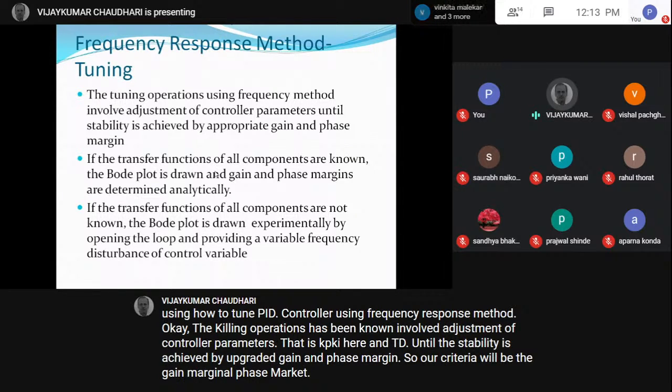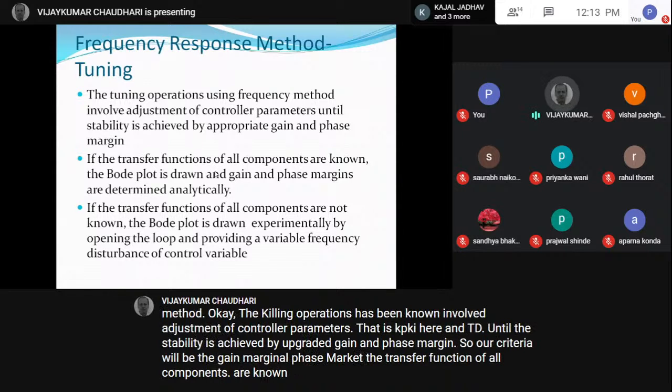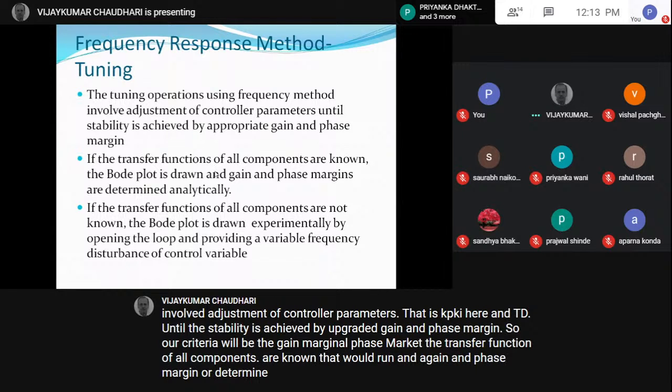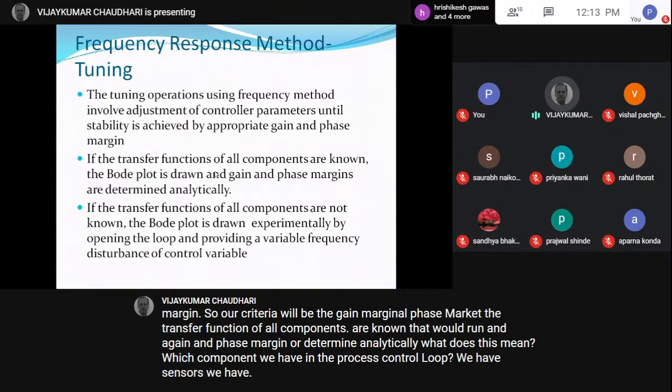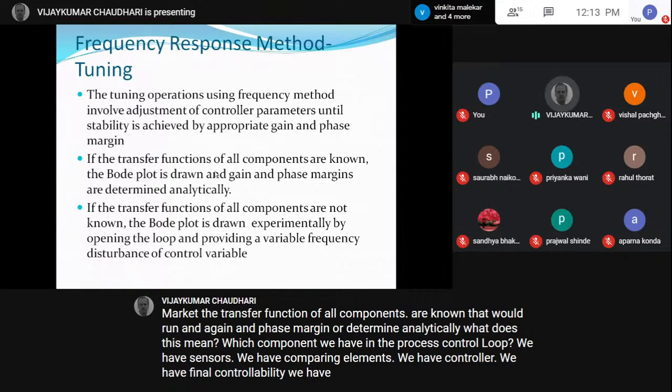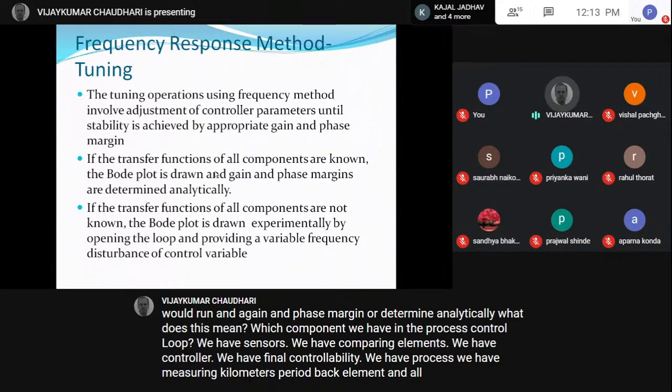If the transfer functions of all components are known, the Bode plot is drawn and the gain and phase margin are determined analytically. What does this mean? Which components do we have in the process control loop? We have sensors, comparing elements, controller, final control element, process, and measuring element, that is the feedback element. Each and every component has its own transfer function.